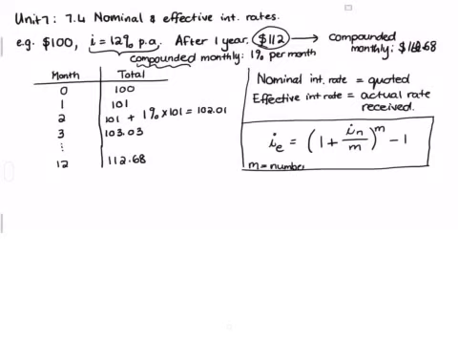is the number of interest periods per year. So if we calculated the effective interest rate on this one above, the m would be 12 because it is monthly.